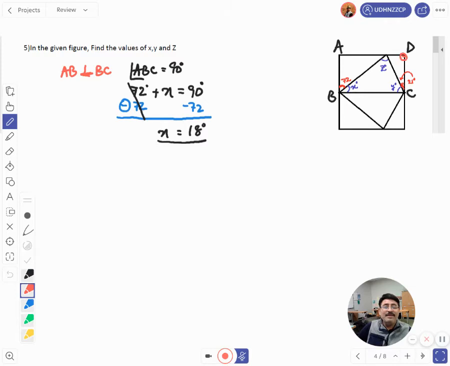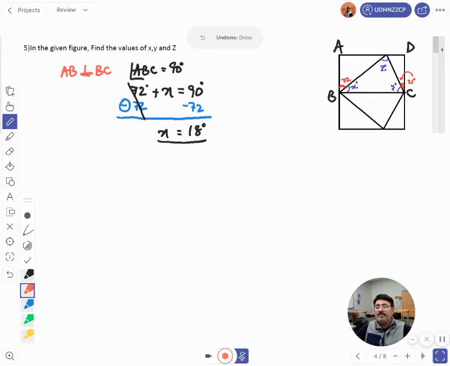Again, I see that line segments DC and BC, these two are perpendicular to each other. This time, again 90 degrees with L shape, not exactly L. This is L and this one is moved this way. So, this is also 90 degrees. Therefore, DC is perpendicular to BC.